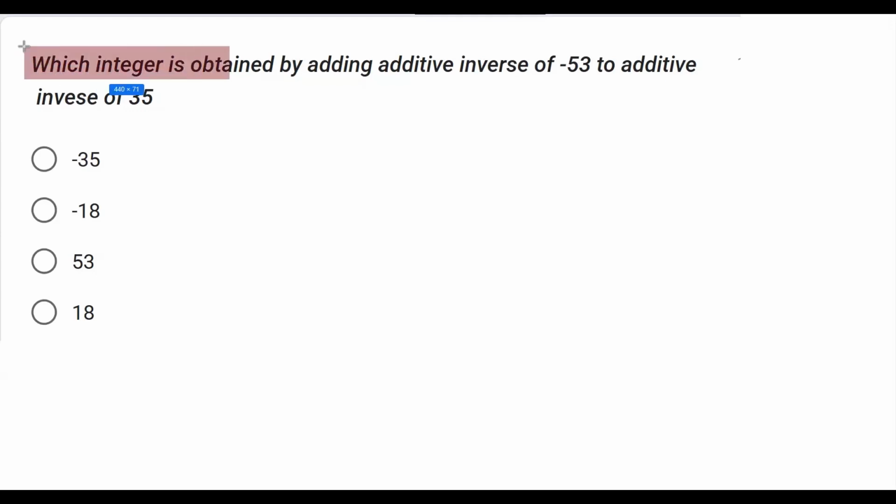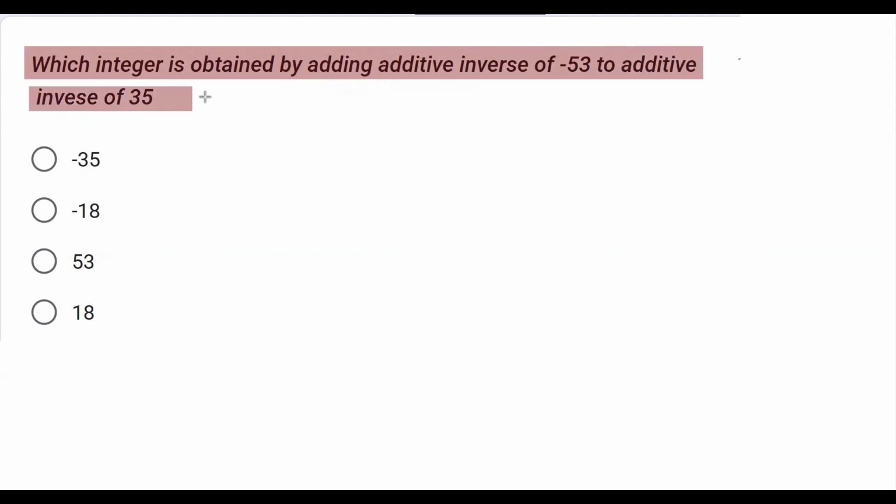The question says, which integer is obtained by adding the additive inverse of -53 to the additive inverse of 35? So we are going to add the additive inverse of each. What is the additive inverse of -53? It should be +53. And I have to add the additive inverse of +35, which is -35.